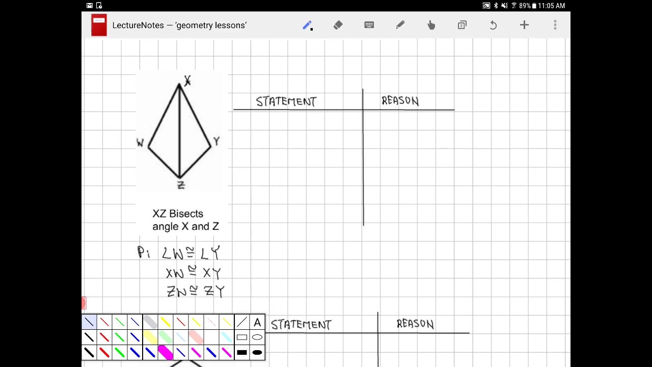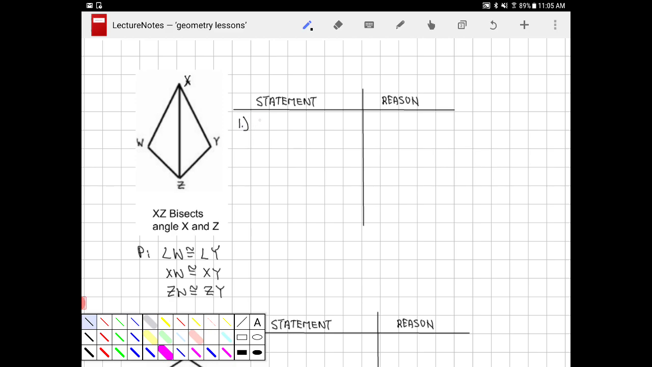So pause the video and see if you can tackle what this question is asking for and how you can prove those statements. Hopefully you did pause the video and got a chance to tackle the problem. Let's list out all the given information here.